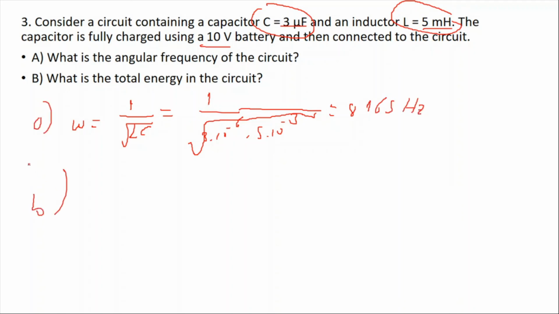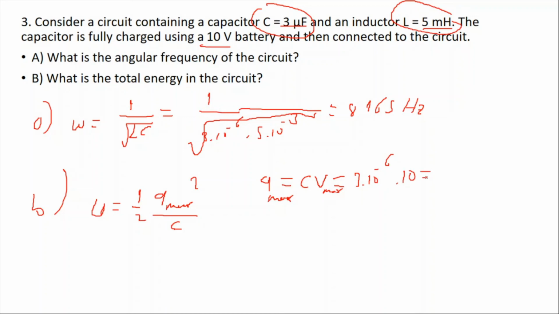B. What is the total energy in the circuit? We can calculate the total energy by using, for example, U is equal to 1 over 2 Q max square divided by C. We know C, but we don't know the maximum charge on the capacitor. We know that Q is equal to CV. From here we can calculate the Q max. Q max will be equal to C times V max. And so the C is 3 times 10 to the negative 6, and the maximum voltage was 10. It will be 3 times 10 to the negative 5 coulomb amount of the charge.